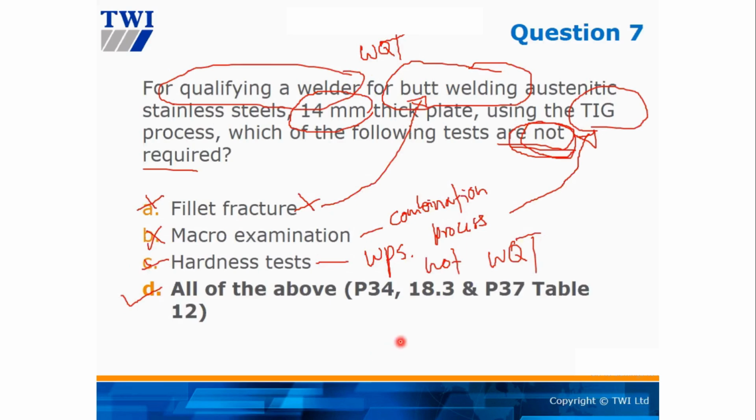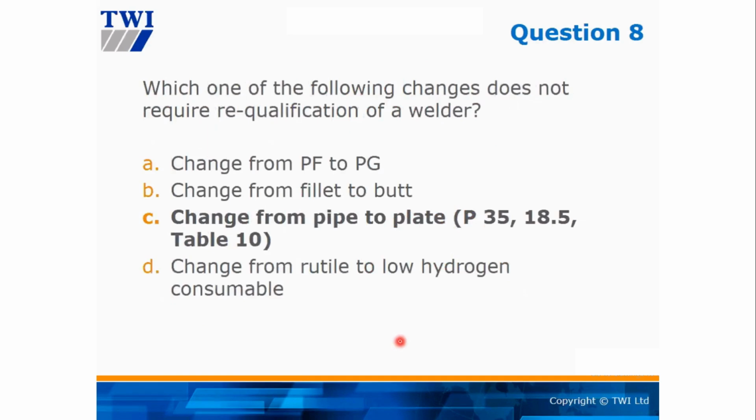Okay? All right, now we look at question number 8. Which of the following change does not require requalification of welder? I think we already know here, pipe to plate here, which is not require any separate qualification. So the answer goes to C. The rest A, that required separate qualification. And also fillet to butt also separate qualification. Rutile will not qualify low hydrogen. I think we already see that in the table 10. Yeah.